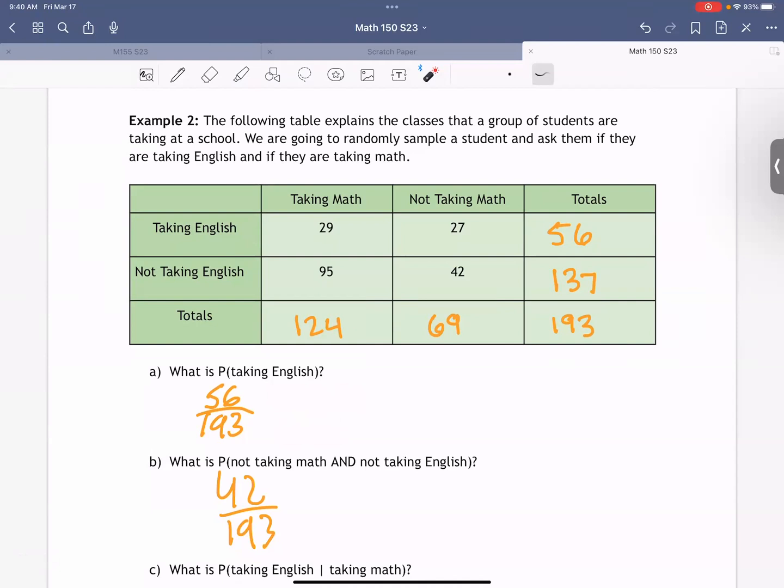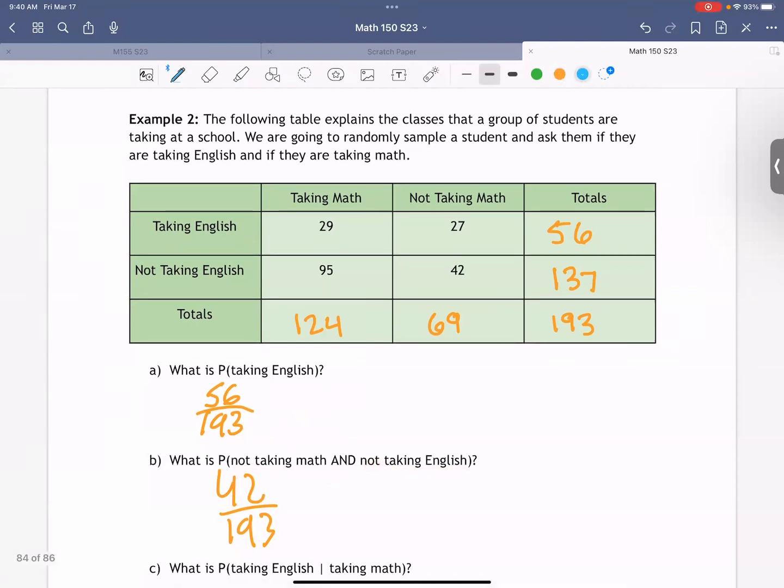Part B was finding not taking math and not taking English. All right, Nico, take us through this one too. So I again went through the total entire people that were categorized, and then I went to not taking math, and then I went down to not taking English. 42. Yeah, so that's where both are true, and then you put it over the grand total. Very nice there.